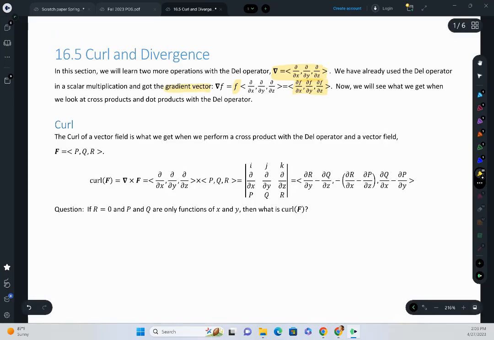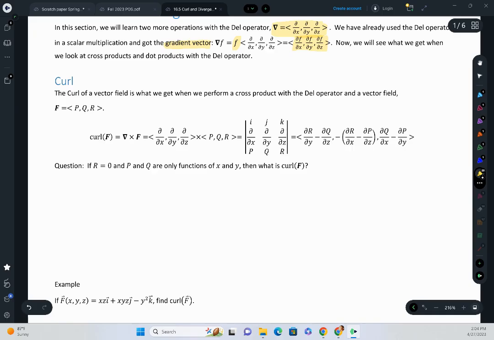And now we're going to look at what happens if we do a cross product with a del operator or a dot product with a del operator. And we're going to start with the cross product for curl. So the curl of a vector field is what we get when we perform a cross product with the del operator and then a vector field. So I have this set up here. Our notation when we're calculating curl of F is just curl of F, and it's of F, big F, the vector field. And so you might see this notation right here where it's just that upside down triangle crossed with F.